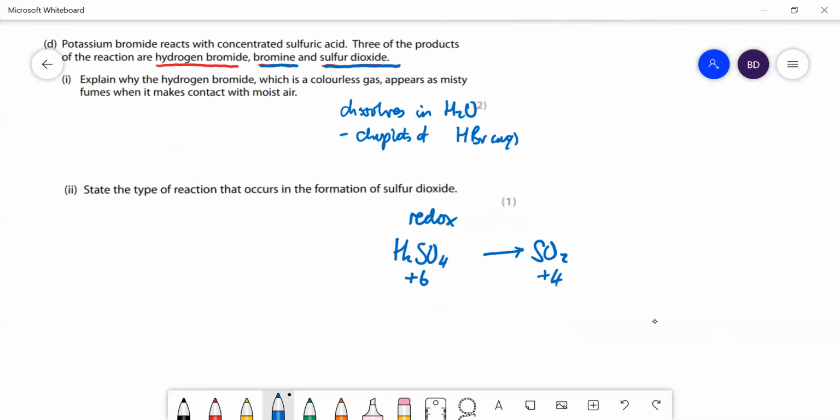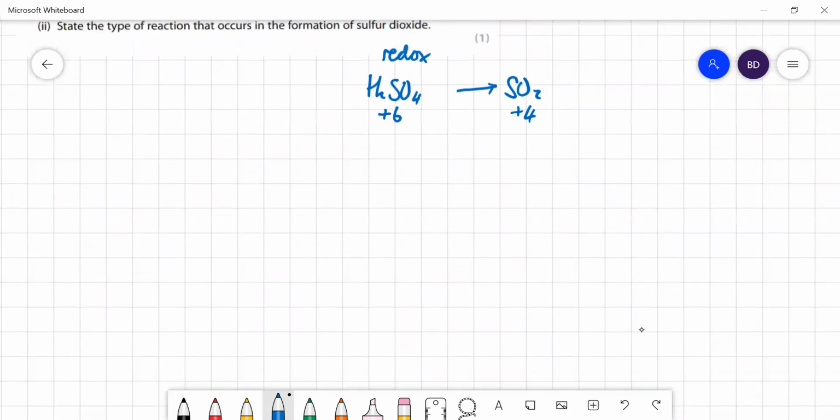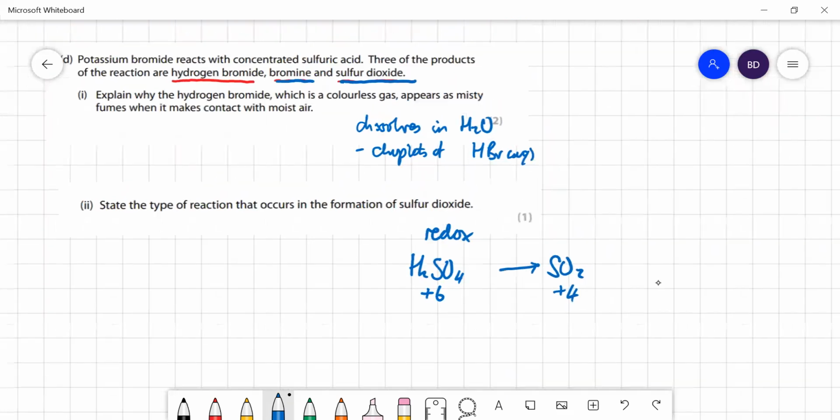Right, now I think that is about as far as I'm going to go with that paper, and I'm going to cover the second half of it in the next video.